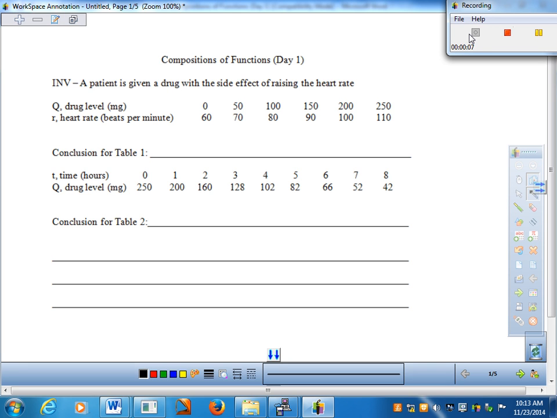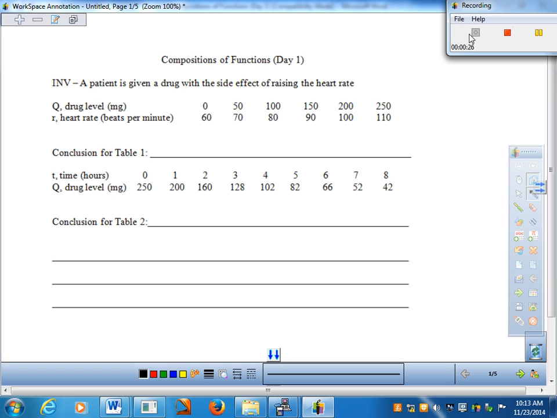At this point in our curriculum, we've been able to combine two functions together in 4 different ways. We've added functions, we've subtracted functions, we've multiplied functions, and we've divided functions. Well, there's a 5th way that we're going to combine two functions together to create a 3rd, and obviously that's entitled Compositions of Functions.